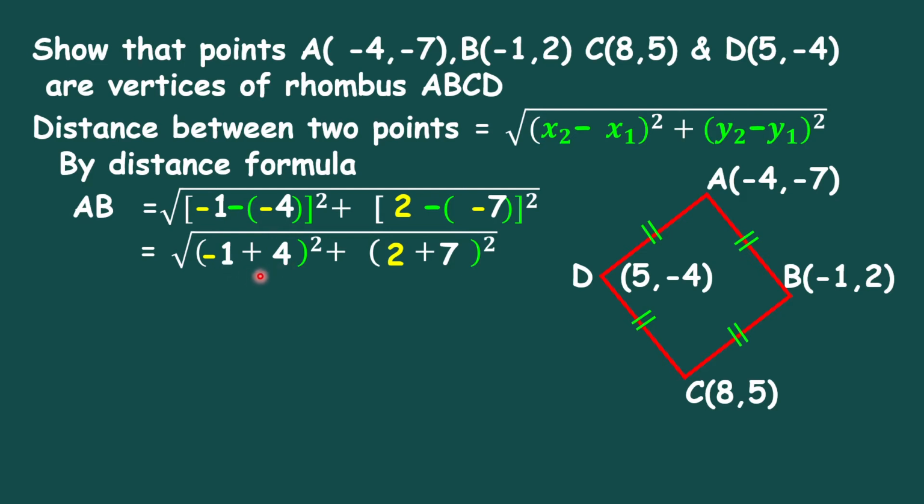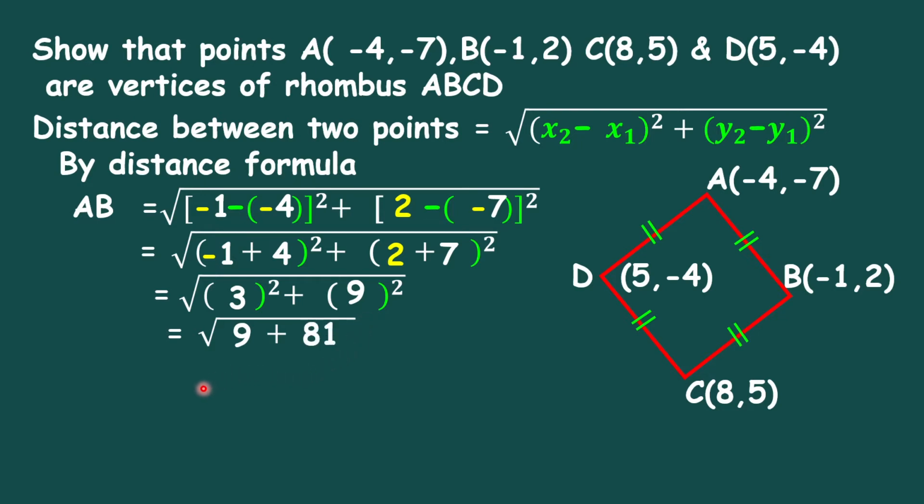Therefore, we take subtraction: root of 4 minus 1 is nothing but 3, its square, plus 2 and 7 have the same sign. Therefore, we take addition. 7 plus 2 is nothing but 9, its square. Square of 3 is nothing but 9, plus square of 9 is nothing but 81. 81 plus 9 is nothing but how much? 90. Therefore, distance AB is equal to root of 90. This is equation number 1.